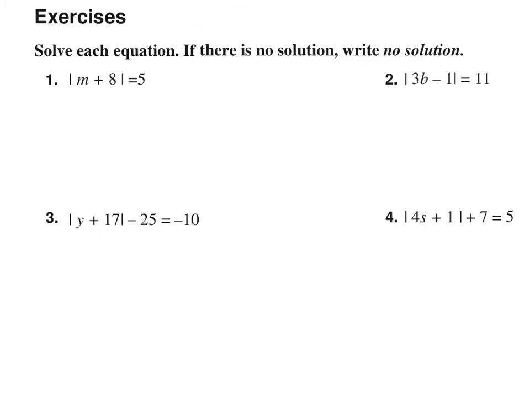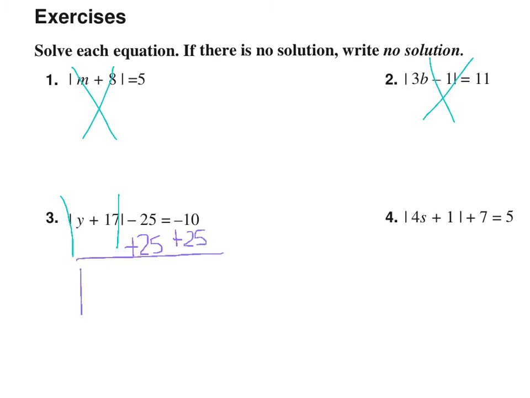Okay, so remember we did 1 and 2 on the last page, so now we can go ahead and look at number 3. So here's my absolute value bars. Oh look, they're adding on or subtracting this 25, so I have to isolate the absolute value first. I have to get the absolute value by itself. So I'm going to get rid of this minus 25 by adding 25.